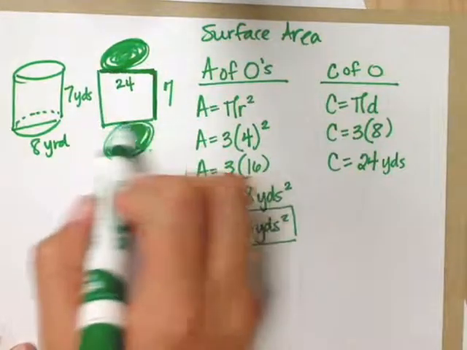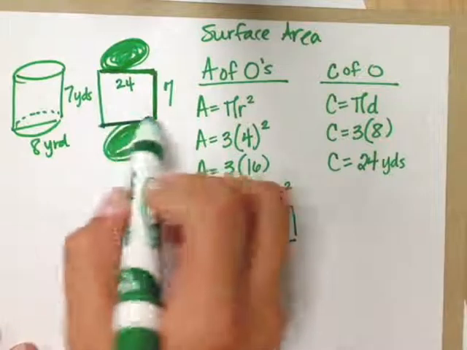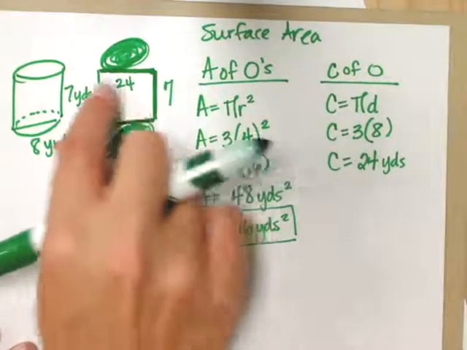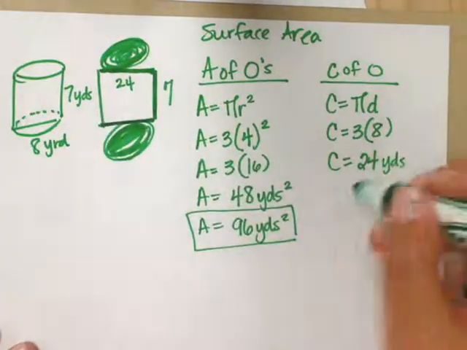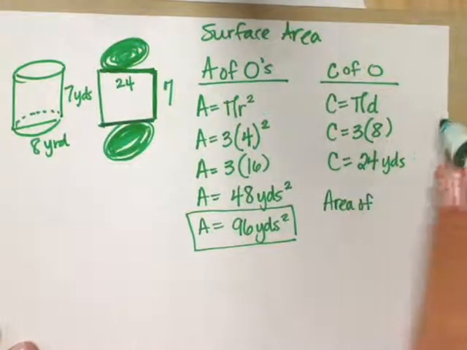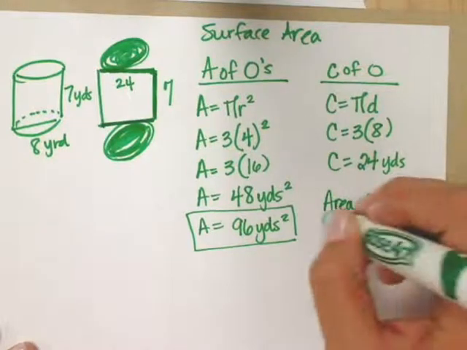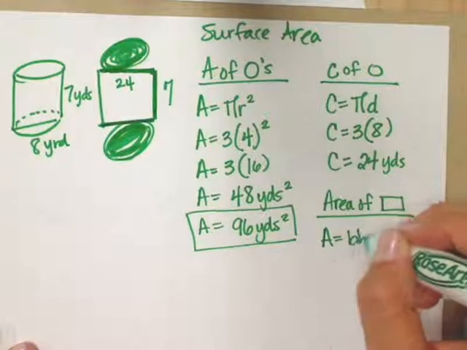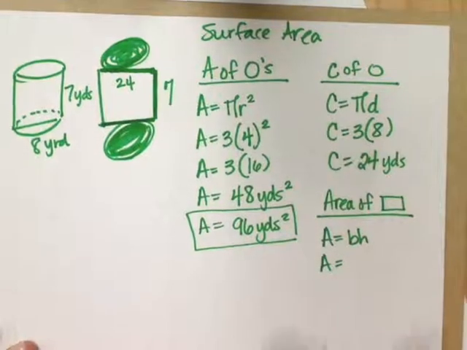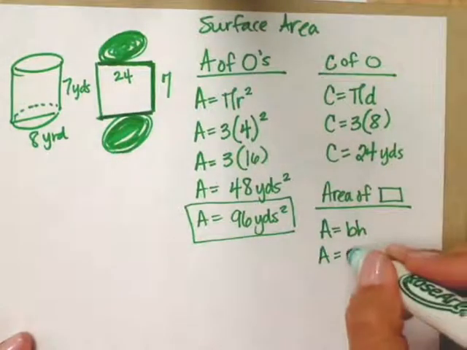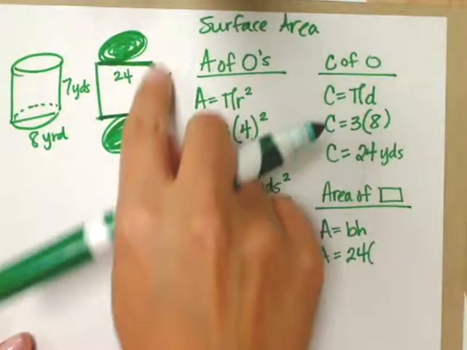Is it this distance also? Yes, it's the same, but we only need 1. In order to find the area of this piece, what will we do? 24 times 7. Area of my rectangle is base times height. It won't matter which one we call the base, but I'll use 24, and the height is 7.